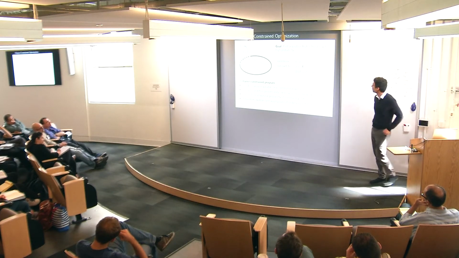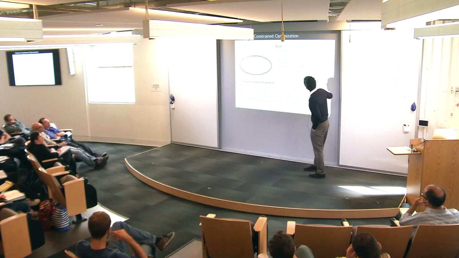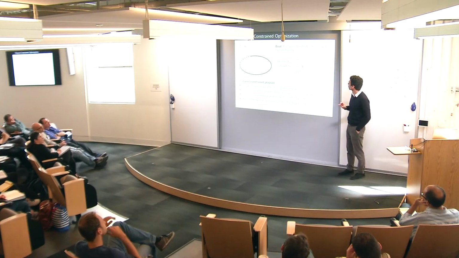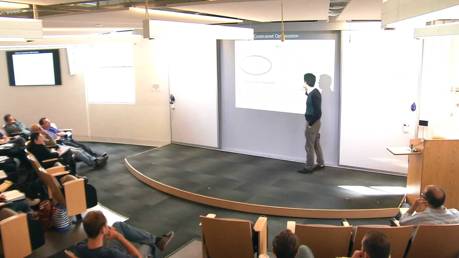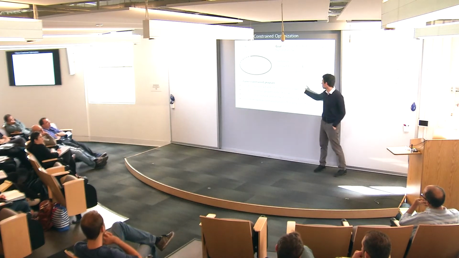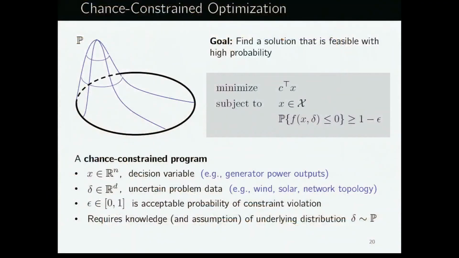So I have to speed up a little bit. So more abstractly, this is the problem we're interested in. So x is your decision variable, it's n-dimensional, and again, you can interpret x as being generator power outputs, again, over multiple time periods. Delta is your uncertain variable, so it could be wind or solar power or even network topology. It could be used to represent variability in the network topology.